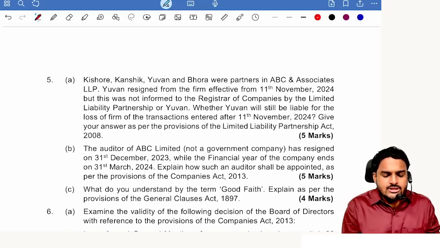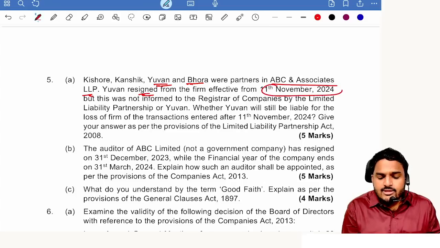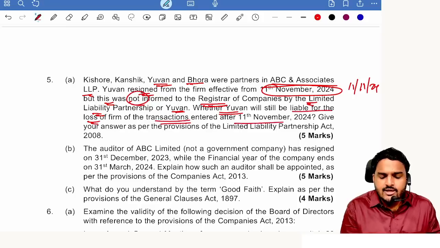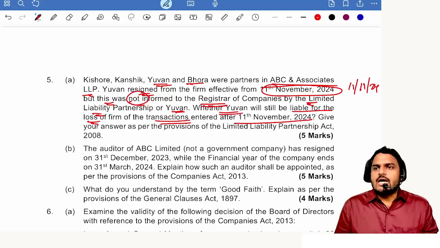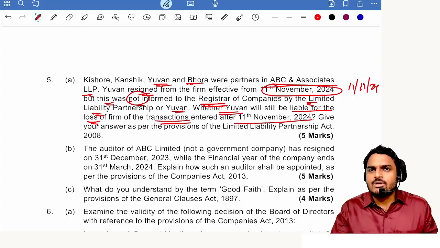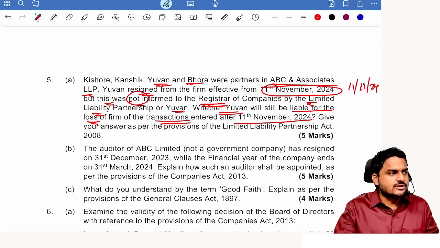Next one, Kishore Kanchik and Yuvan Bora were partners in ABC and Associates LLP. Yuvan resigned from firm effective from 11th November 2024. LLP, no resignation, 11th November 2024. But this was not informed to ROC by LLP or Yuvan. Whether Yuvan will be still liable for the loss of firm or the transactions entered after 11th November 2024? Yes. Until intimation is given to the outsiders and to ROC, the former partner is assumed to be a partner. Accordingly, his liability will continue subsequent to resignation also.